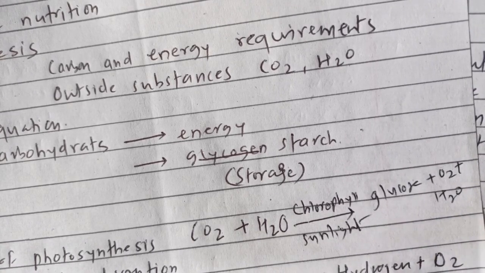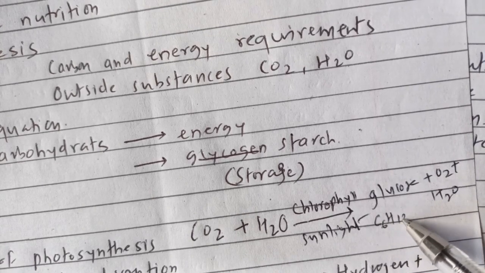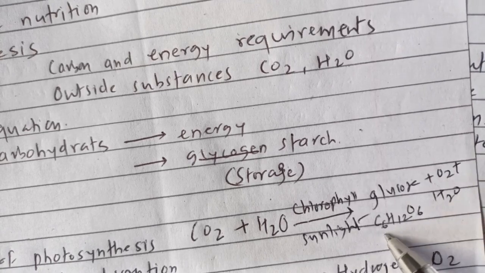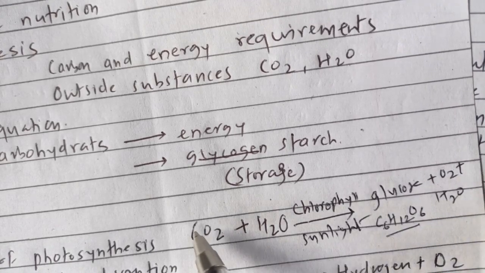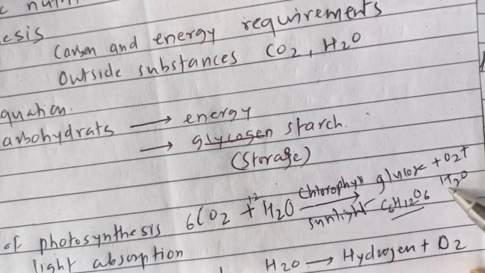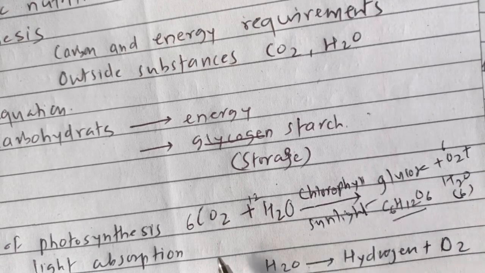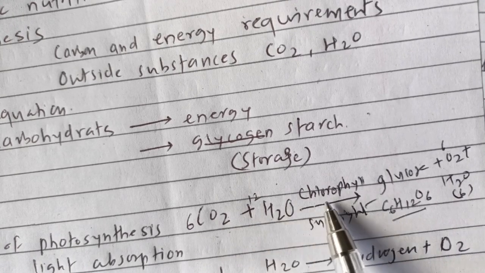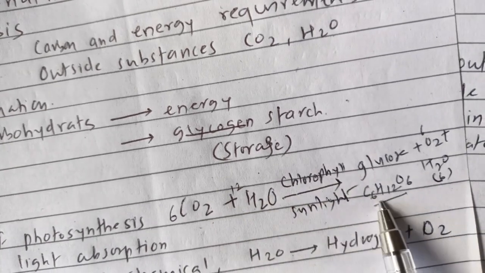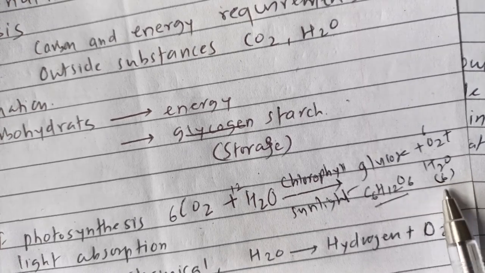So to balance this equation, glucose will be C6H12O6. Okay, to balance this equation, we have to put 6 here, 12 water, and again 6 oxygen and 6 water molecules. So 6 CO2, 12 H2O in presence of chlorophyll and sunlight will give rise to 1 molecule of glucose, that is C6H12O6, 6 molecules of oxygen and 6 molecules of water.